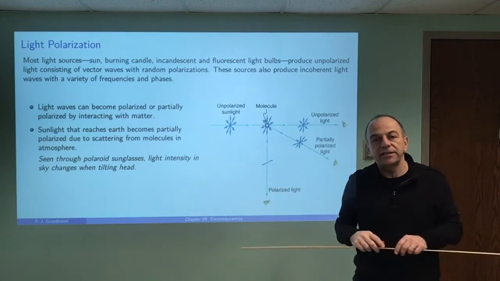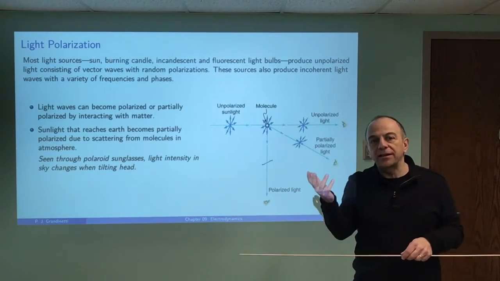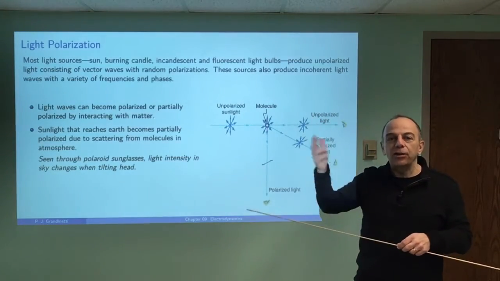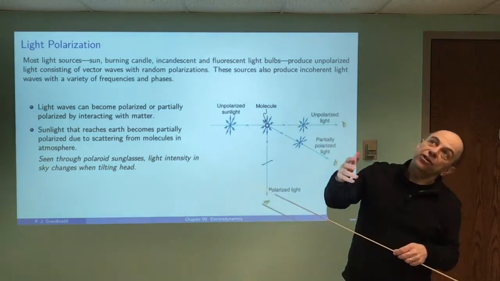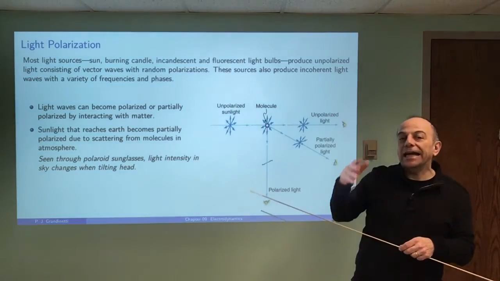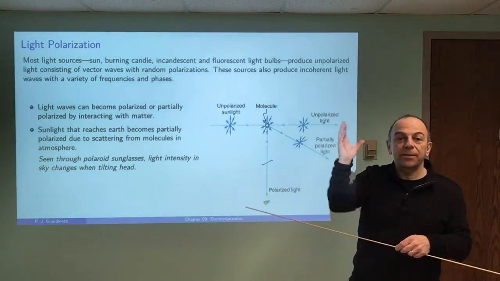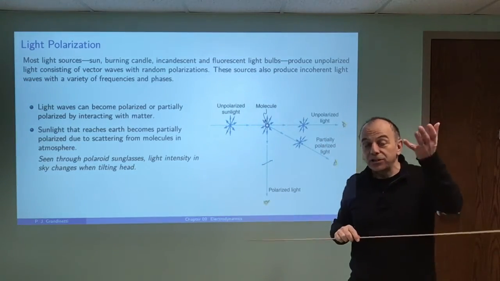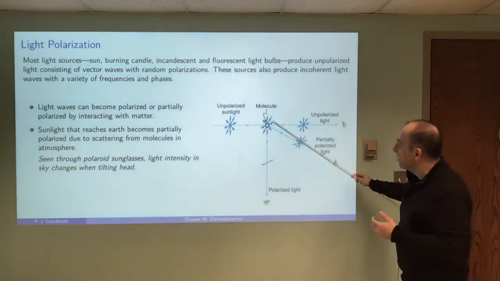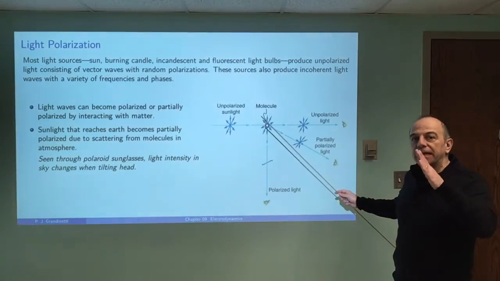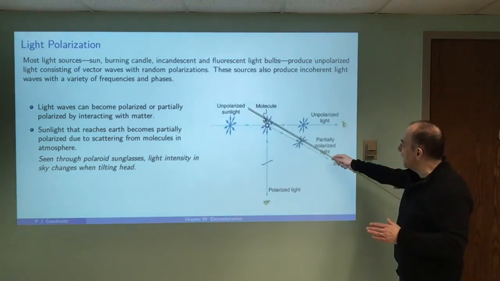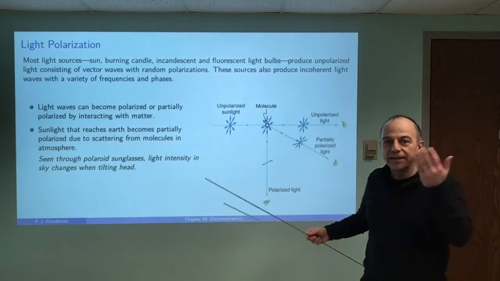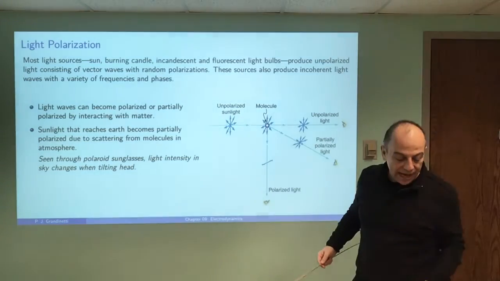And you may have noticed this if you ever wear Polaroid sunglasses and you're looking at a bright blue sky on a sunny day. As you tilt your head while looking through the glasses, you'll see that the light gets brighter or darker as you change the angle. That's because your Polaroid glasses are only sensing certain polarizations, and that partial polarization gives you that sense of seeing light or dark depending on the angle.